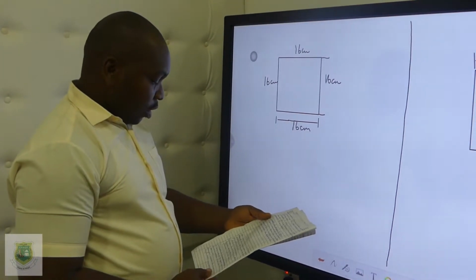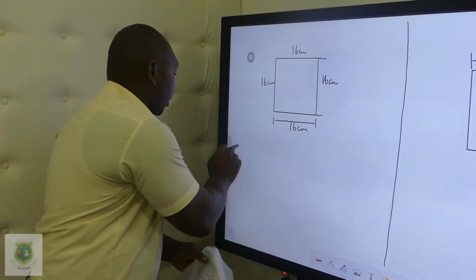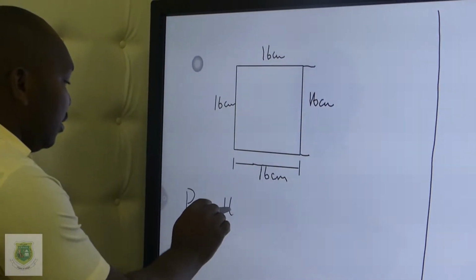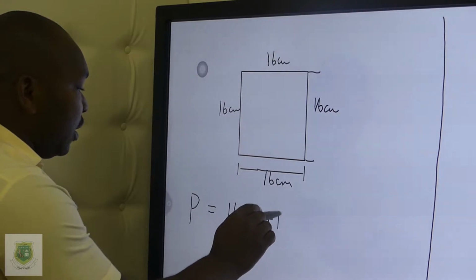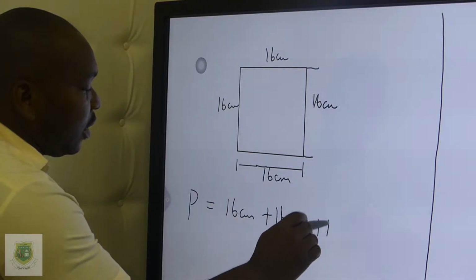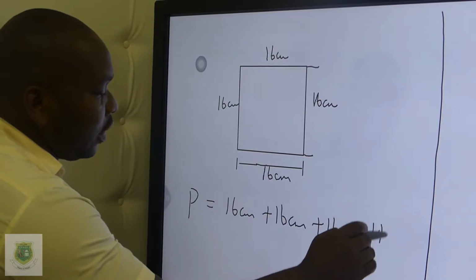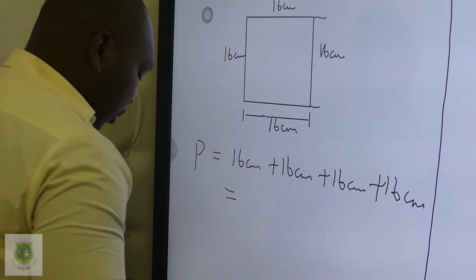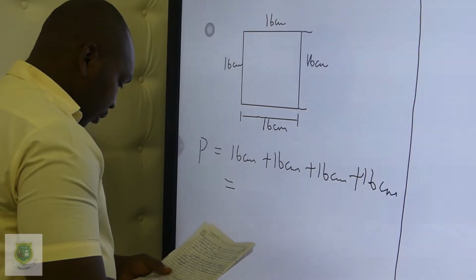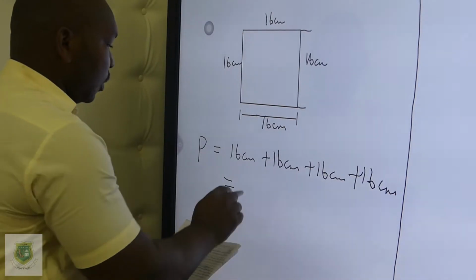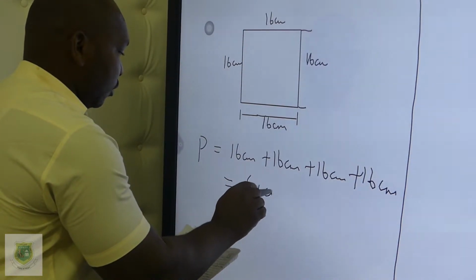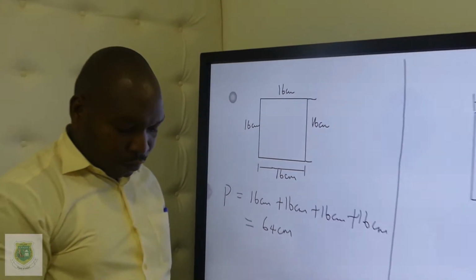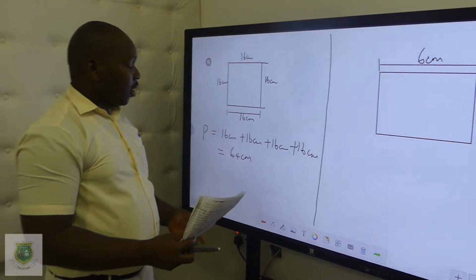Okay. So how do we get the perimeter of this square? Perimeter P is now given as 16 centimeter plus 16 centimeter plus 16 centimeter plus 16 centimeter, which now amounts to what? 64. Are you there? 64 centimeter.